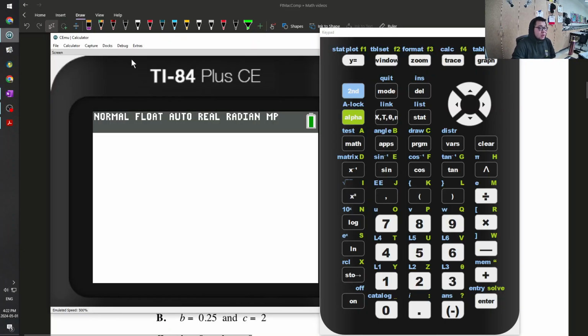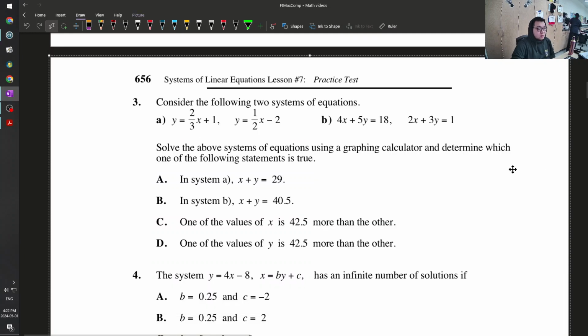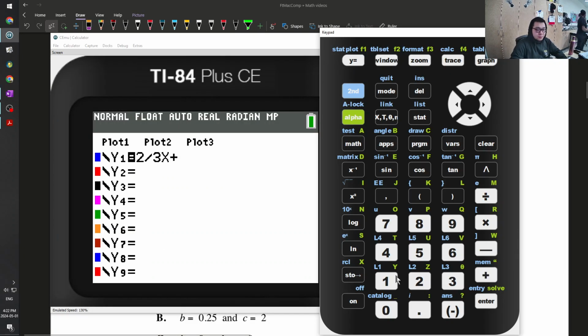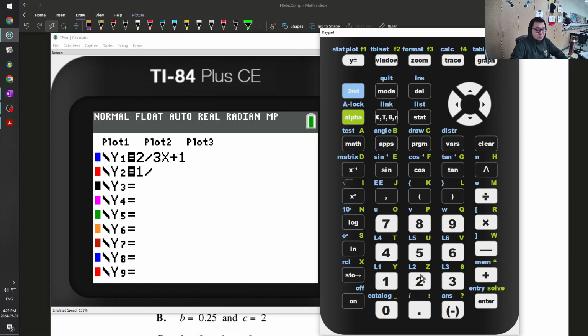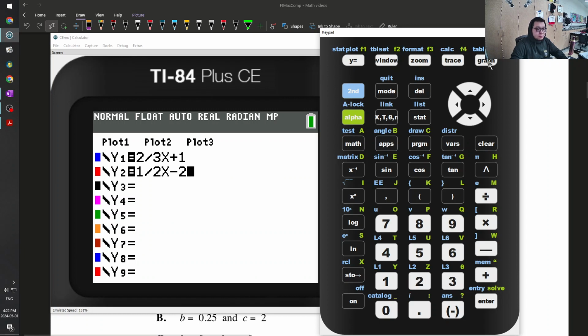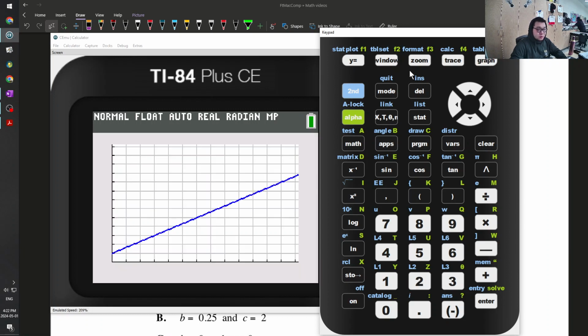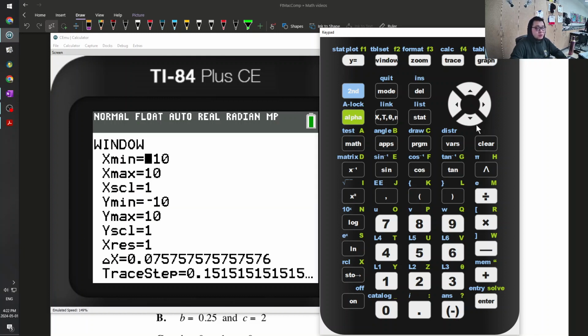Let's use it. Y is equal to 2 over 3x plus 1. Second one is 1 half x minus 2. Okay, oops, my zoom is off. Zoom 6. Okay, so we can see that the intersect is somewhere over here, but we can't see it. Let's change the window settings.